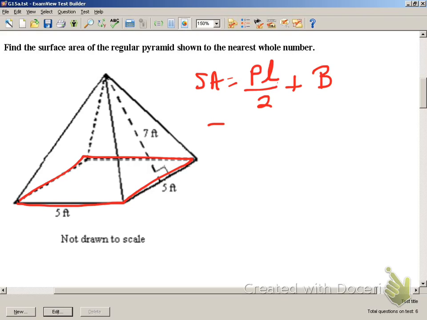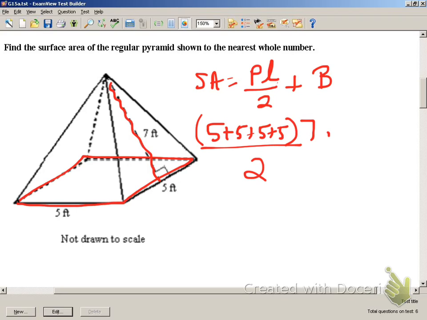So the perimeter is 5 plus 5 plus 5 plus 5, or just 5 times 4 because it's a square, times my slant height, which is right here, of 7, divided by 2. I'm going to go ahead and plug in my area of my base. It's a square, so it's 5 squared.